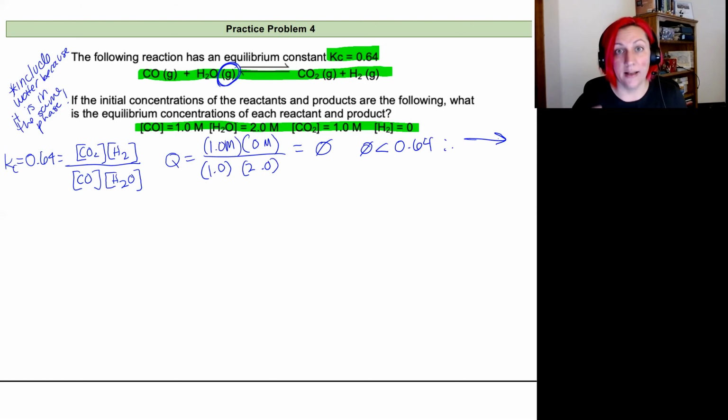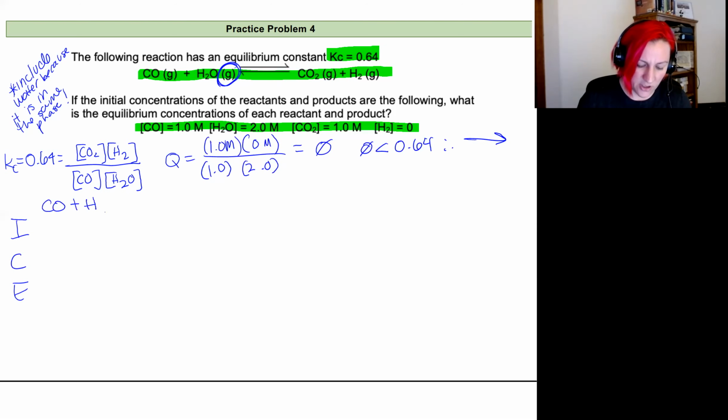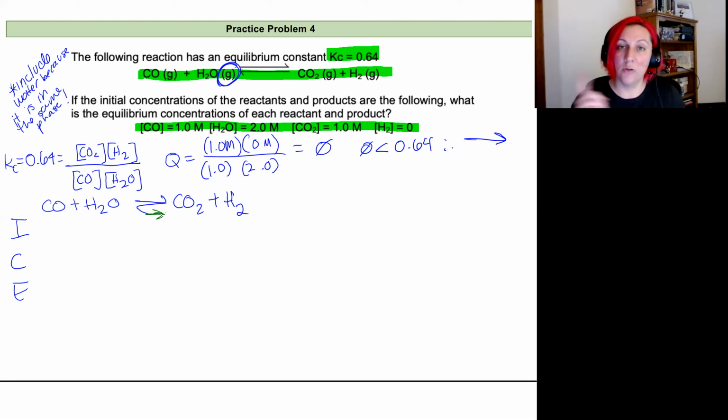All right, so got that out of the way. Now I'm going to start setting up my ICE table. So I'm going to rewrite my equation so I've got everything together. I'm going to start with my I, C, and E. And my equation is carbon monoxide plus H2O. And I'm being super lazy and I'm leaving out my phases, and I apologize. You can be lazy like me, or you can put them in. And I know it's going to go in general towards products because my Q is less than my K.